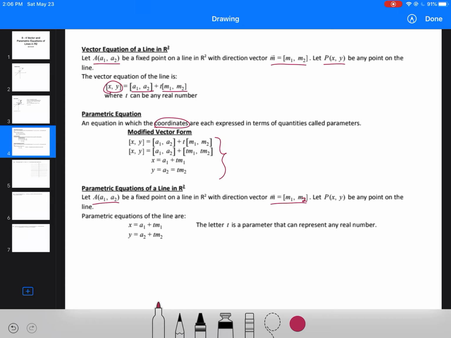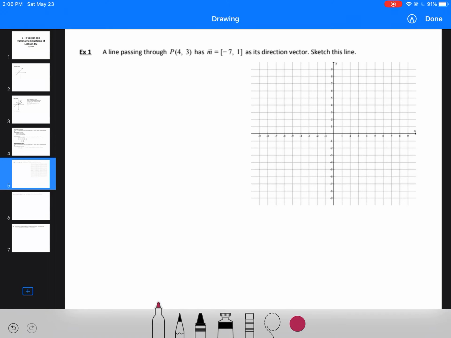So our parametric equations are here. We have one equation for x, x equals a1 plus t m1, and y equals a2 plus t m2. t is a parameter that can represent any real number. So let's look at these equations in terms of a real example. We have a line passing through the point (4, 3), and it has direction vector (-7, 1). What we want to do is sketch this line.